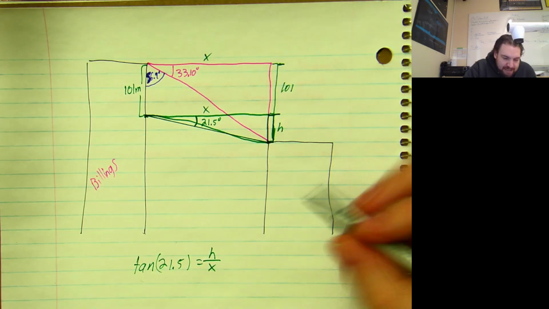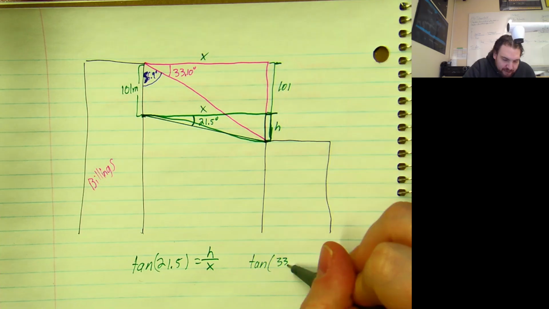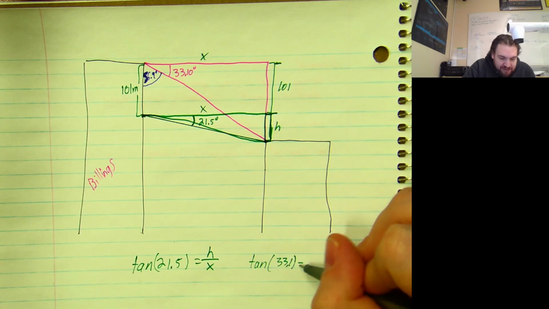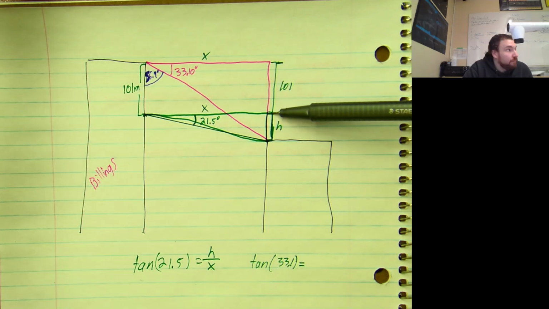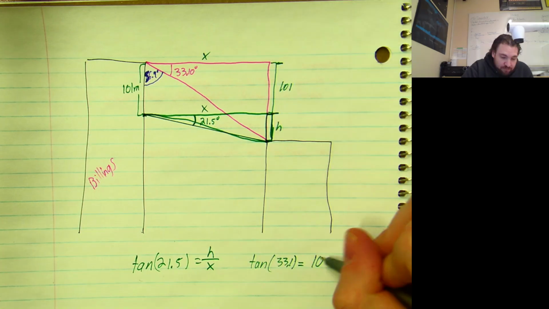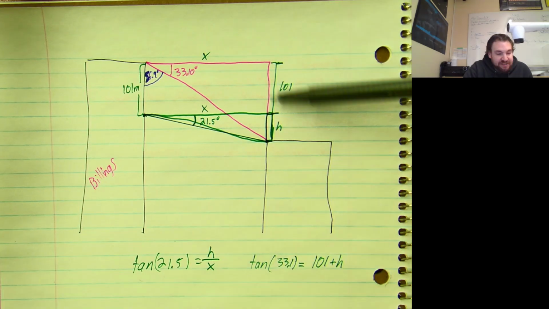I called it x. So I'm going to get h over x. Now I've got tan. The other angle is 33.1. And that's going to be, the opposite side is what? It's not 101. It's not just 101. 101 only takes me to here. 101 plus h, I heard a few people say. And the adjacent side is still x.